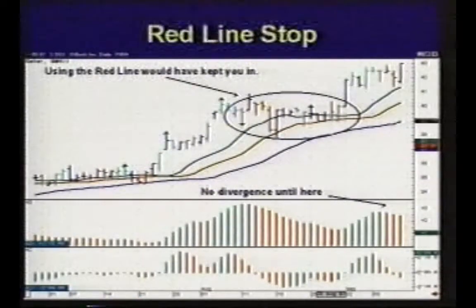But you notice at the end, where you have an arrow pointing to the end of the AO, you have divergence. Once you have divergence, you're going to want to change your stop from a red line and probably pull it down to a green line. You're going to want to start looking for your magic bullets.